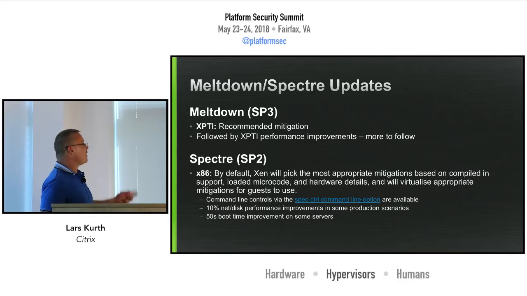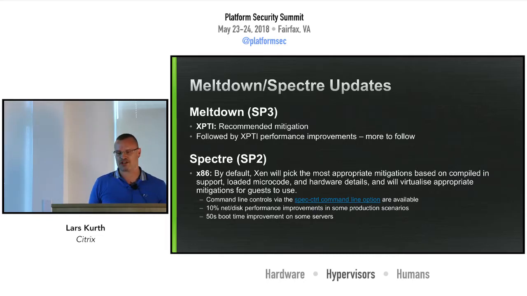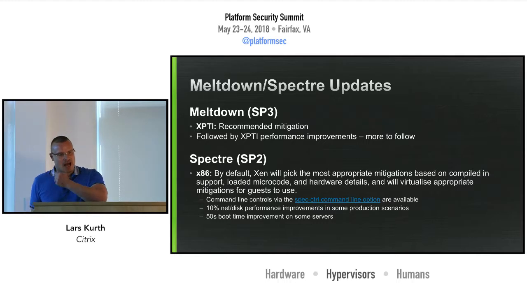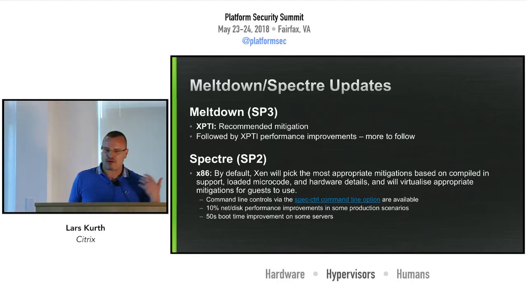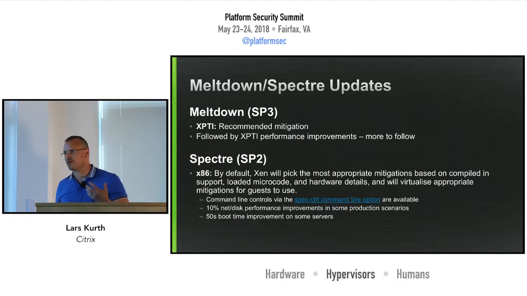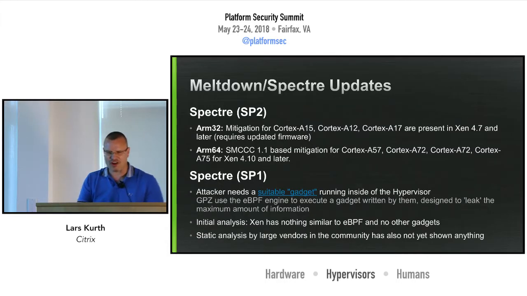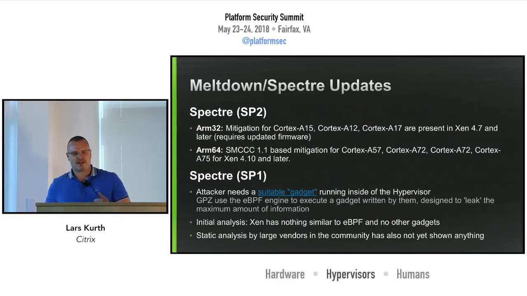Spectre on x86, that's the SP2 variant, will basically pick the most appropriate mitigation based on what's available on your specific platform in terms of microcode and hardware support and so on. But there is a little bit of support for how you can control that. There's a spec-ctrl command line option, and you can basically manipulate the default behavior there. On ARM32 and ARM64, there are various mitigations for the affected ARM CPUs.